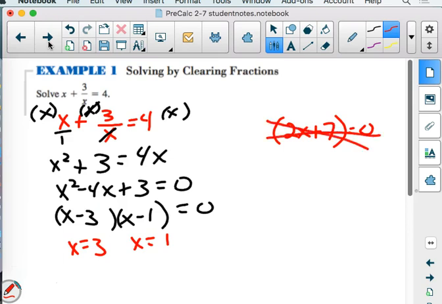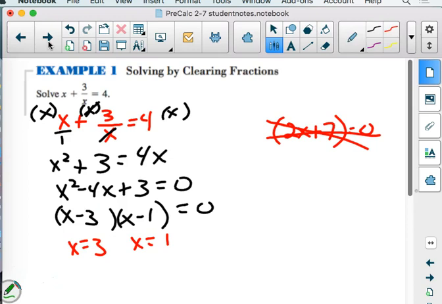This problem did not require that kind of thinking. So I have 3 and I have 1. First thing I check is, is that going to give me a 0 in a denominator anywhere in my original? Well, no. 3 or 1 right here would be good. 0 would be bad, but we didn't get 0 for an answer. And then, of course, I want to know, are they right? Is this actually going to work?